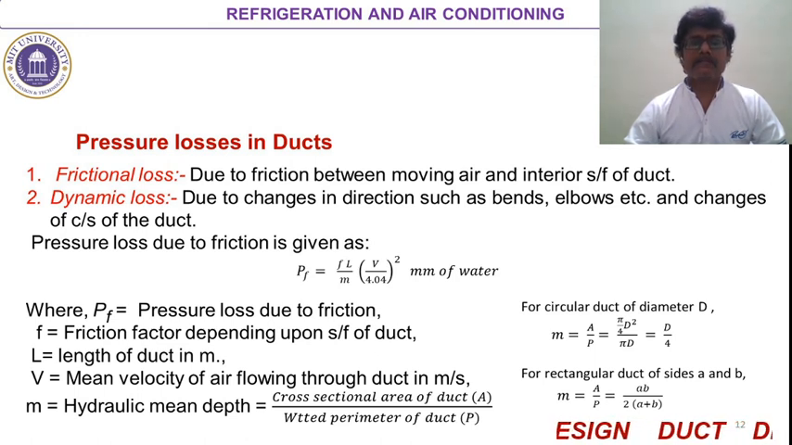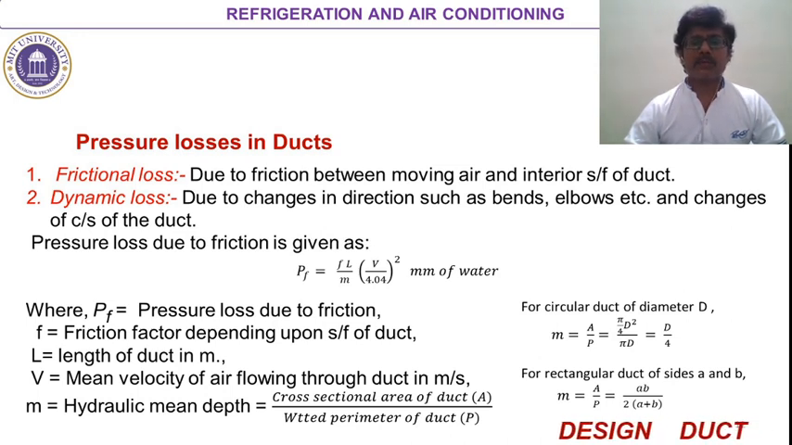Dynamic loss is due to changes in direction such as bends and elbows, and changes in the cross section of the duct, an abrupt increase in the area of the duct or an abrupt contraction in the area of the duct. The losses taking place due to these reasons are called dynamic losses.